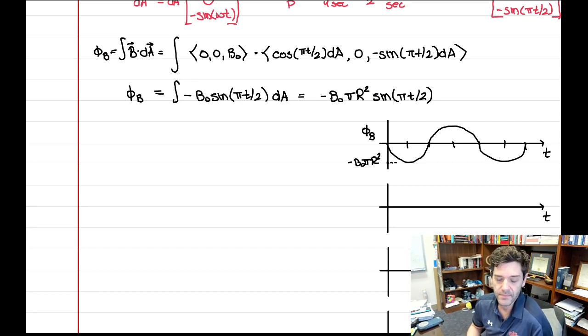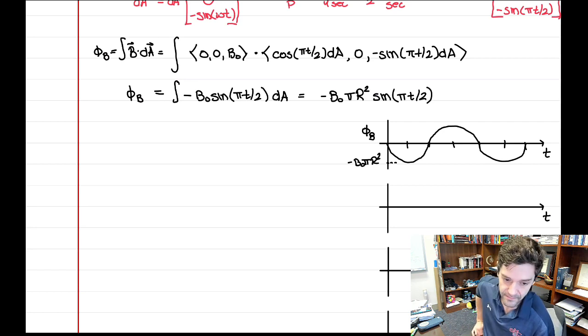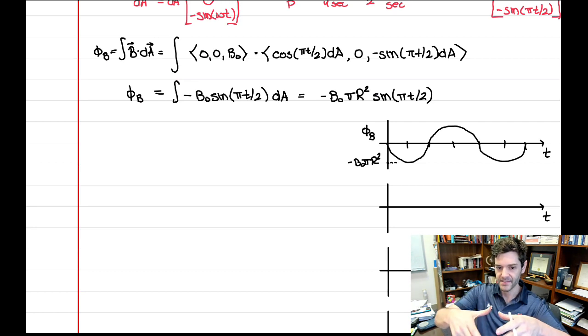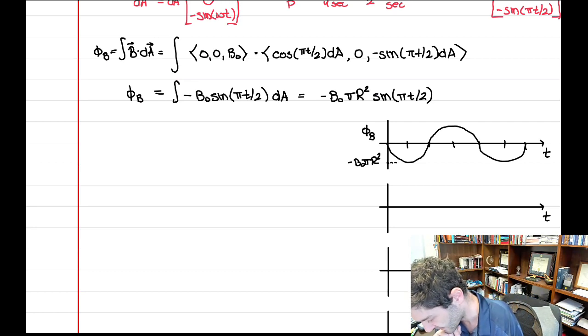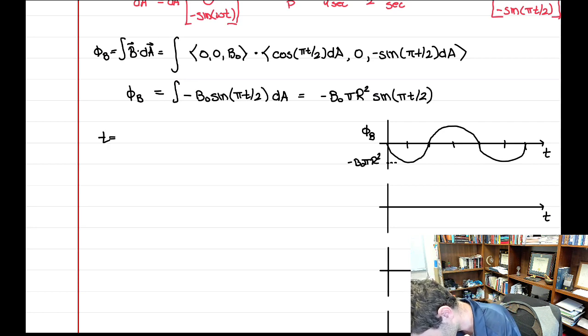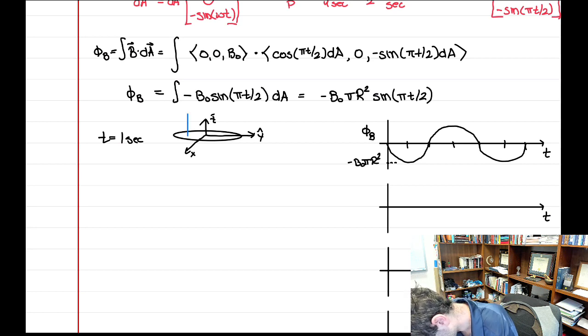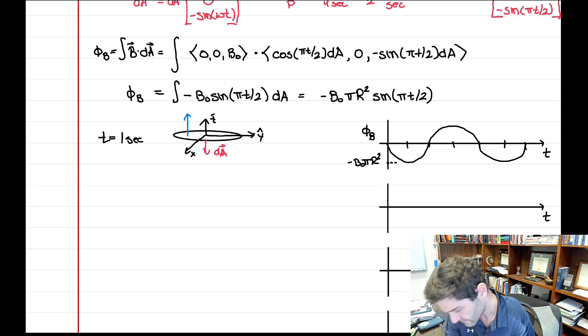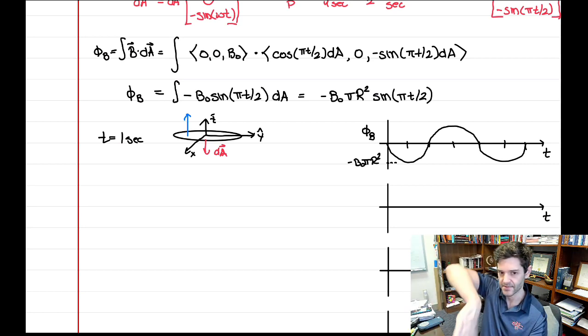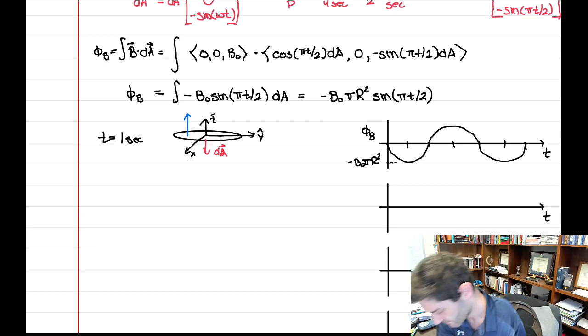So the total flux through the loop is changing. There's no flux through the loop initially, then it increases, but in the negative direction. Why does it start negative? Let's think about t equals 1 second. The loop is now horizontal. That's the x direction, that's the y direction, and the field is in the z direction. Remember, the field is pointing this way, and our dA element we said is going to be pointing down at that point. So negative flux at first, then as it rotates halfway around, dA and B are in the same direction, and then it repeats.